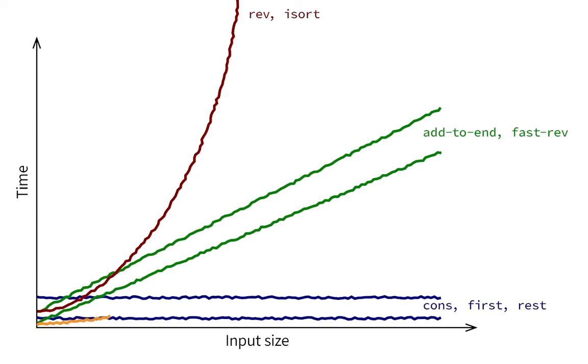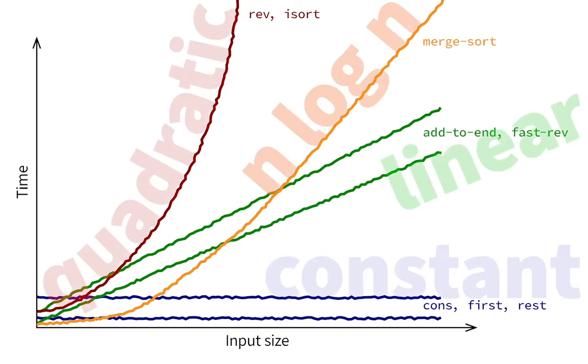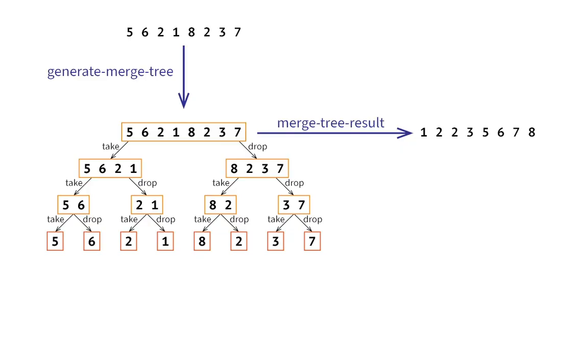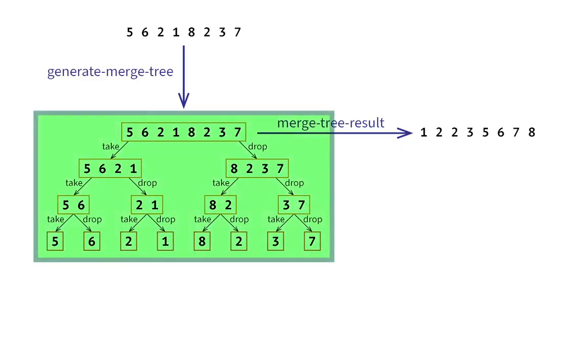As N gets bigger, N times log N grows more than N, but less than N squared. In other words, more than linear, but less than quadratic. That's why on big inputs, merge sort runs faster than insertion sort. What about the merge tree? It is produced by generate merge tree only to be immediately consumed by merge tree result.